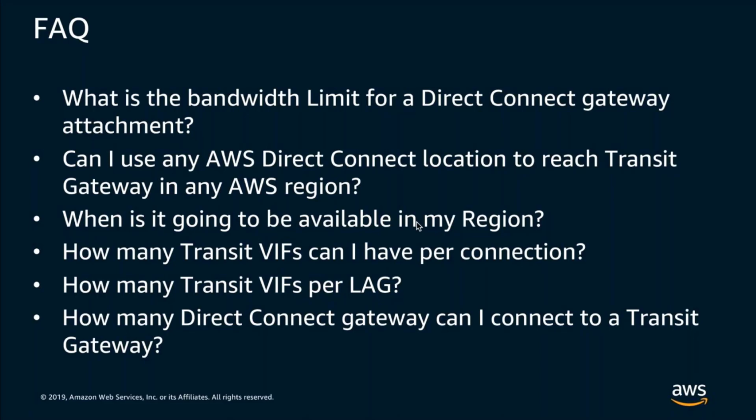Second question is, can I use my Direct Connect location to reach a transit gateway in any region? So Sanjay, you want to pick that up? Yeah, I think that's a great question. So yes, if you have a dedicated or a hosted connection at any Direct Connect location, you can create a transit VIF on those dedicated or hosted connections and attach it to a Direct Connect gateway and access any transit gateway in supported regions.